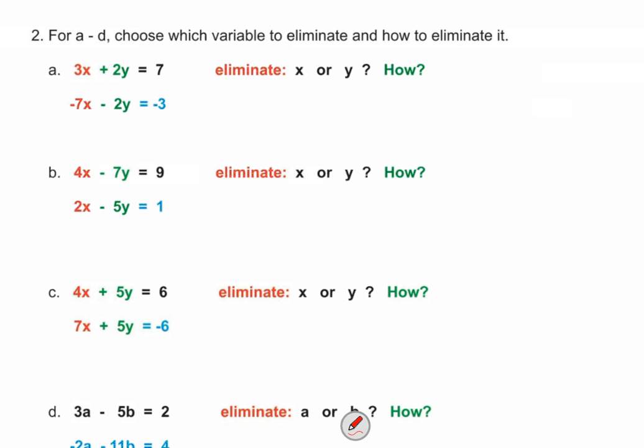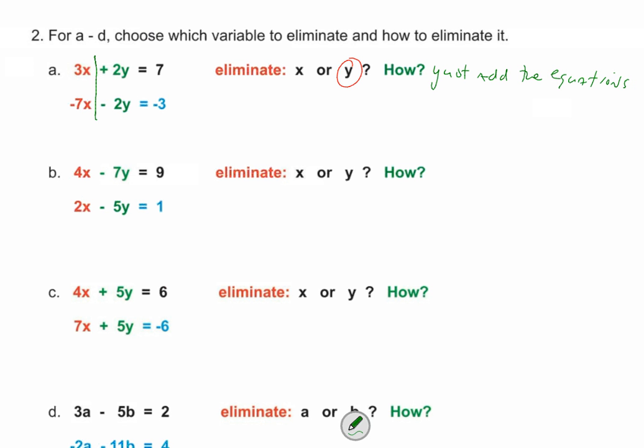Don't say anything yet. So on 3, tell me x's or y's. All right, here we go. 1, 2, 3. Y's. It's going to say something goofy, but all right. So the y's. The y's. And here in green, how? Just add the equations.